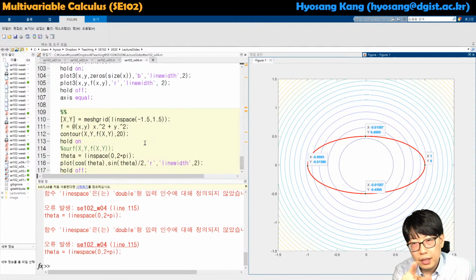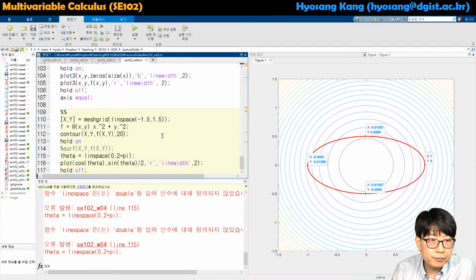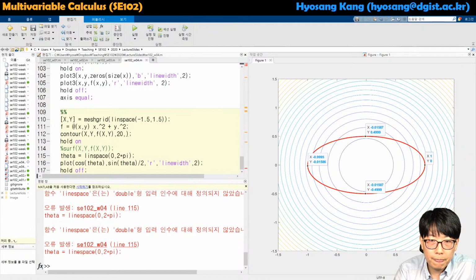Now let's look at the value d of these contour lines. What's the option name? Let me find out the contour option in MATLAB. I want to put show text on. Okay.